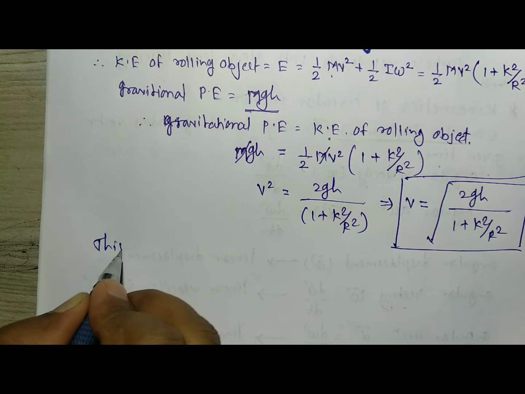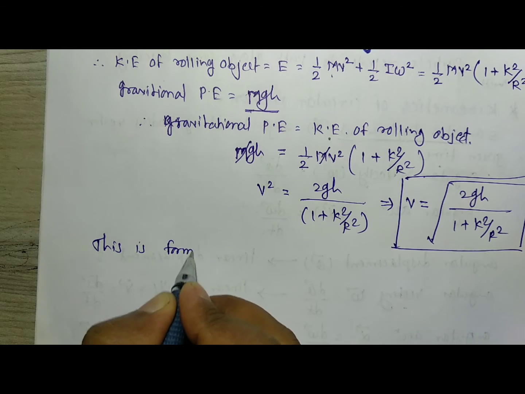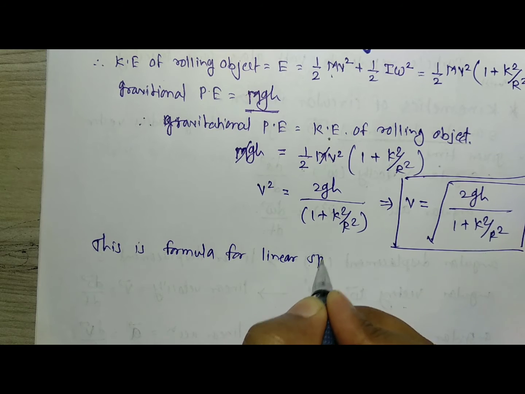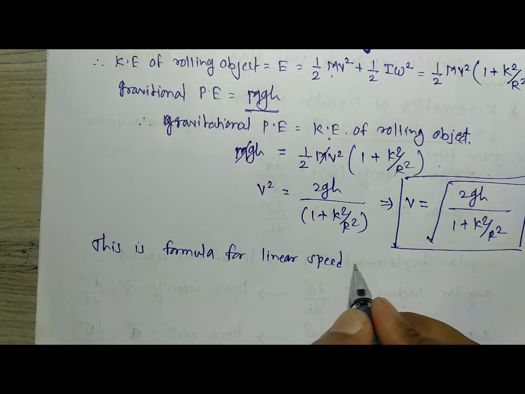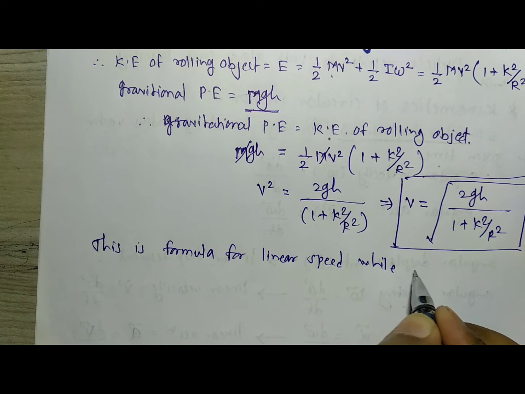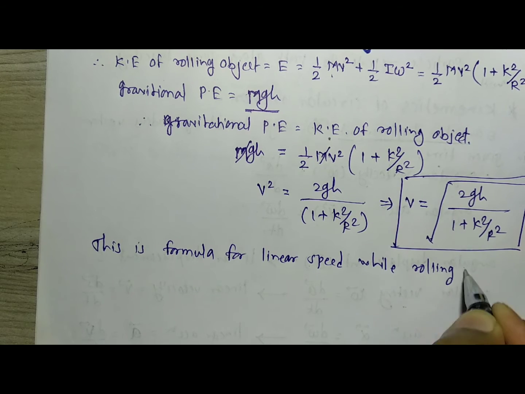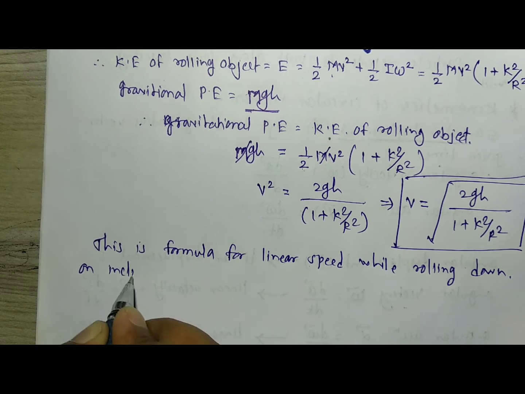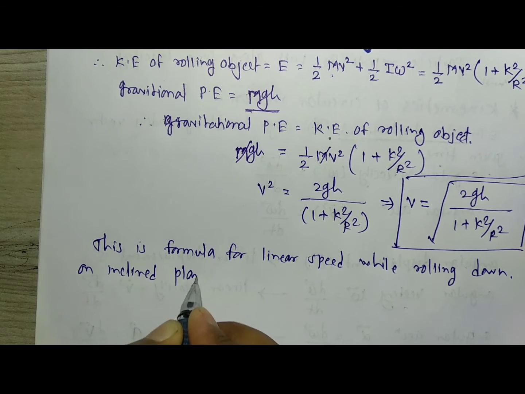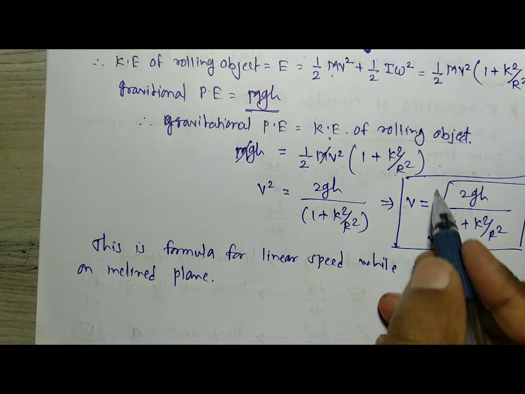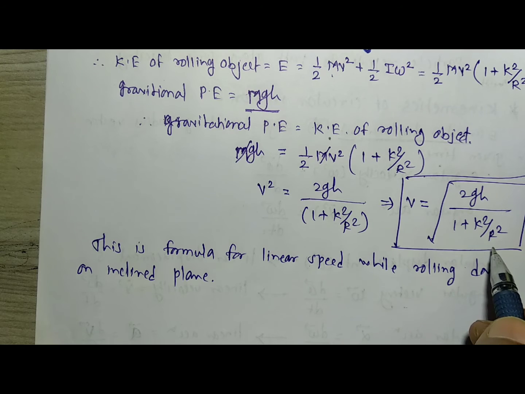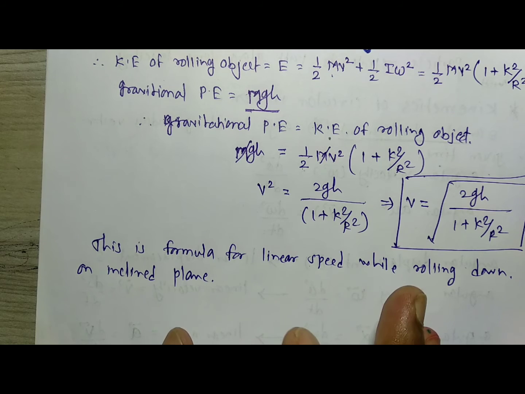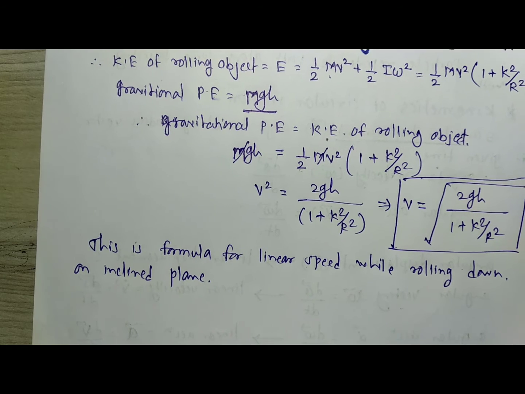while rolling down on an inclined plane. That means v is equal to square root of 2gh divided by 1 plus k square divided by r square. It is the linear speed of the body when it is rolling down from the inclined plane.